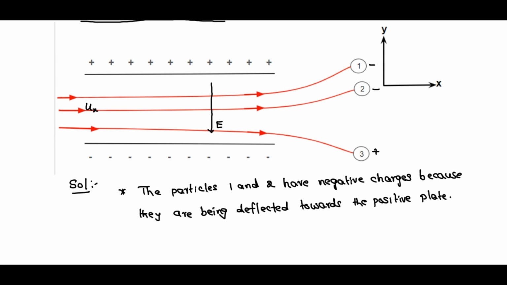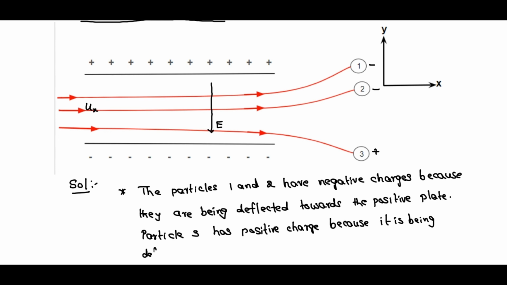And particle 3 has positive charge because it is being deflected towards the negative plate. This is the answer for the first subpart.